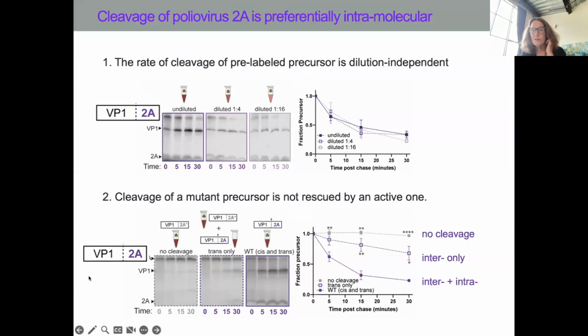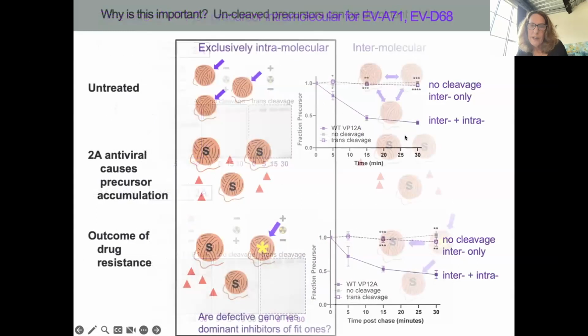There's another way to study this too, which is here's an uncleavable precursor because we mutated the active site in 2A. What happens when you mix in a cold functional VP12A? Does it get cleaved? And the answer is yes, a little bit. So some happens intermolecularly or in trans. What happens when you just let it cleave by itself? Does a precursor disappear? Yes, a lot faster. So that's plotted here. Here's the uncleavable one. Here's one in which you can have either inter or intramolecular cleavage. And this is the one in which you have inter alone. So you can see while some of this cleavage can be intermolecular, most of it's intramolecular, consistent with the dilution independence. So why do we care about that?